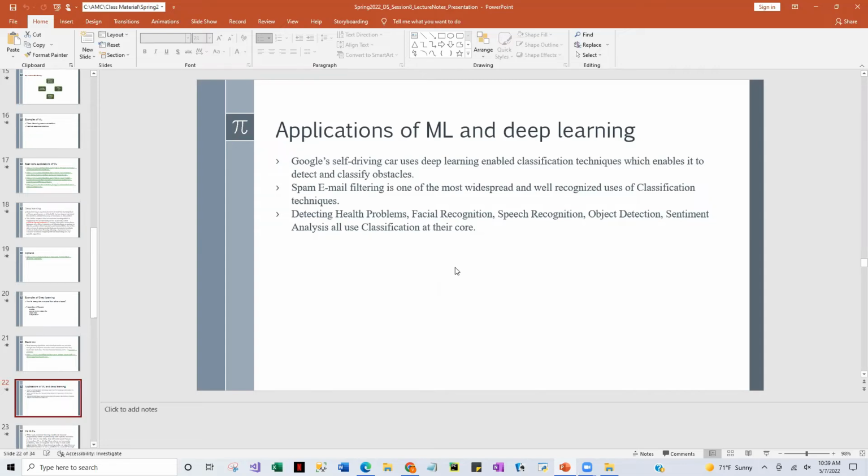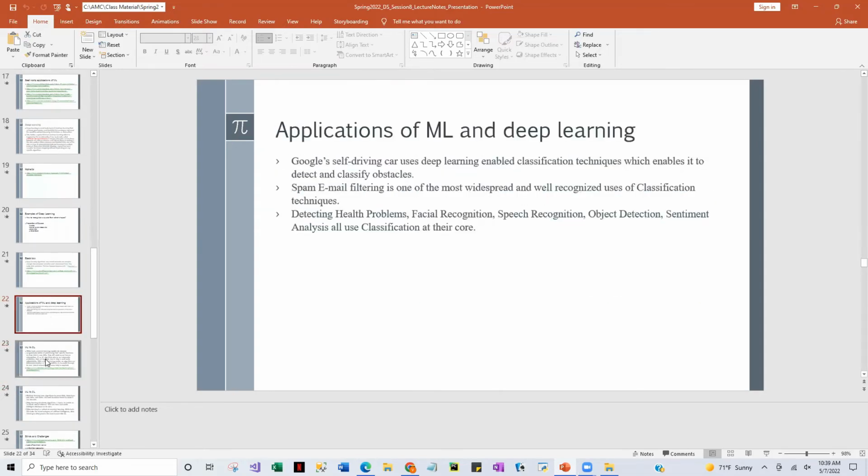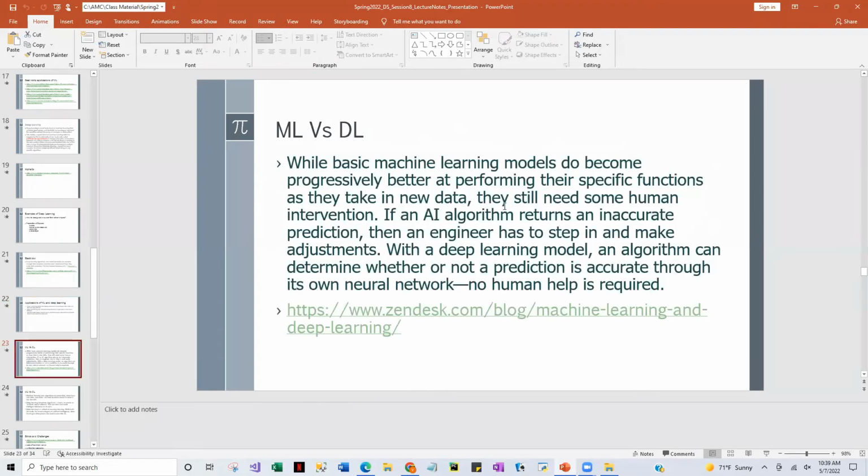Or do you want to add any other applications that you have seen from the AI or machine learning or deep learning? Okay, then we are talking about what is machine learning and deep learning, right? So what is the difference between machine learning and deep learning?